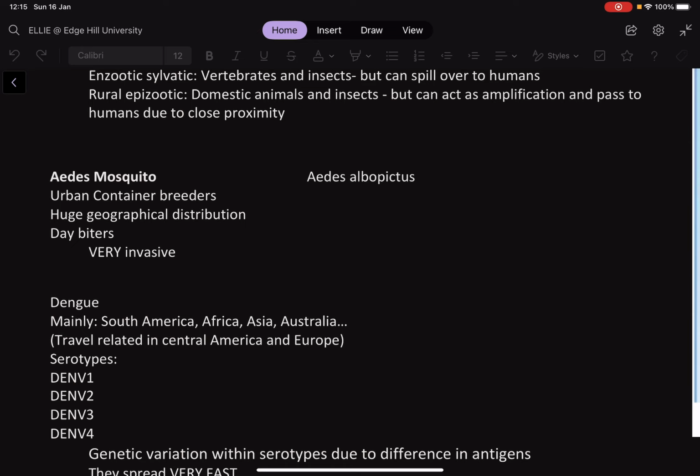This is because they also are the opposite of the Anopheles, and instead of biting in the evening or in the night time, they bite during the day. And they are container breeders, so they will literally breed in any little bit of water that they find, whether it be a puddle or whether it be a plate of a teacup that you've left outside in the rain.